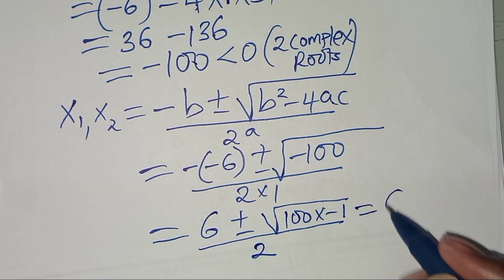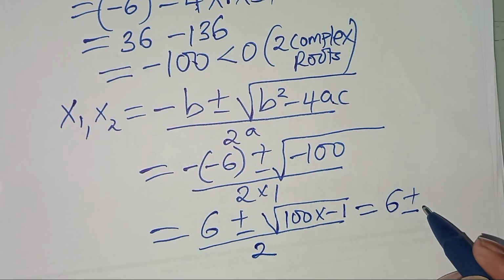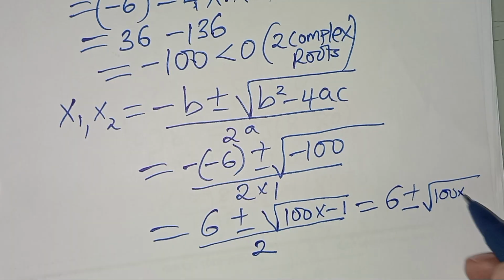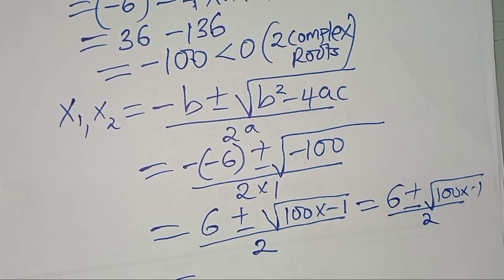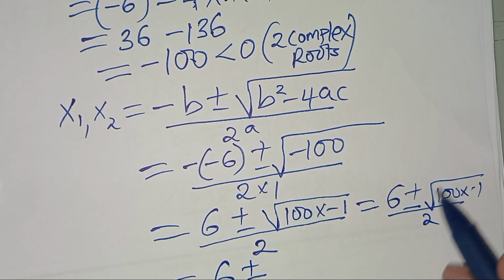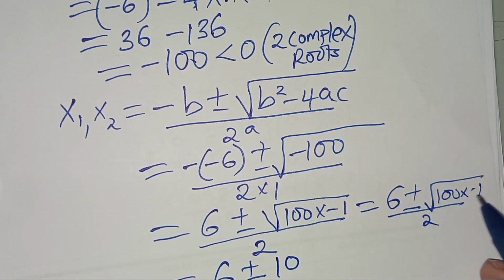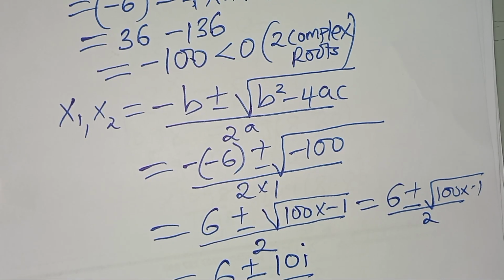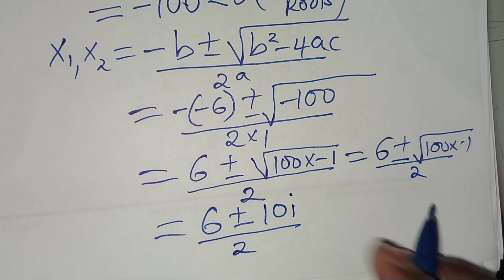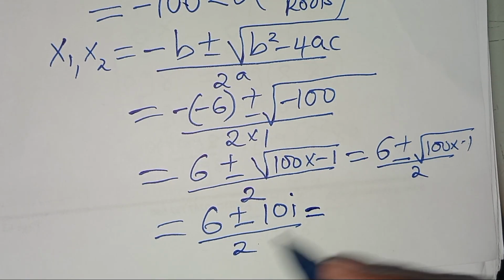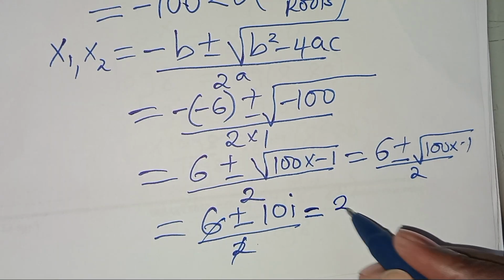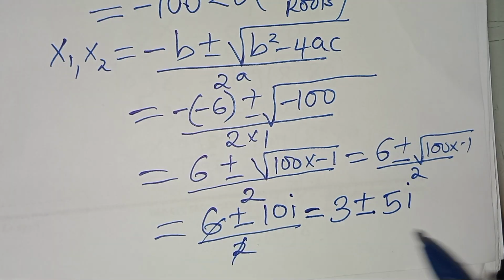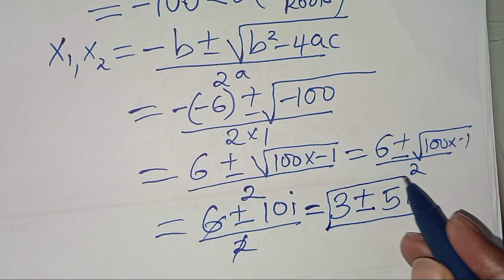And this is equal to 6 plus or minus the square root of 100 times the square root of negative 1. And you find that this is the same thing as 6 plus or minus the square root of 100, which is 10, and the square root of negative 1 is i. Divide everything by 2, and we simplify to 3 plus or minus 5i. Okay? So we have two complex roots here.